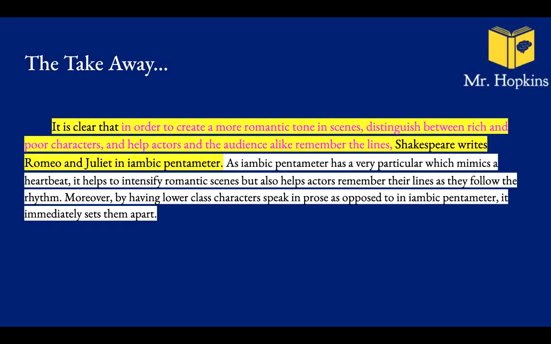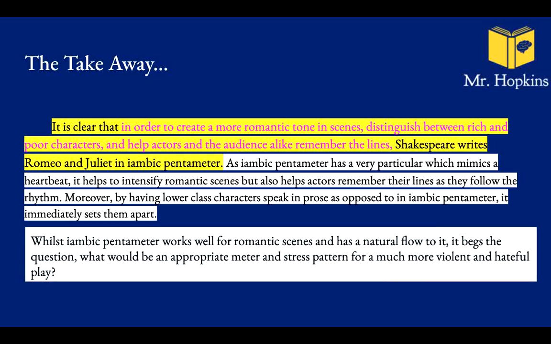Let's see another example. This essay is about writing Romeo and Juliet in iambic pentameter. The takeaway: whilst iambic pentameter works well for romantic scenes and has a natural flow to it, it begs the question, what would be an appropriate meter and stress pattern for a much more violent and hateful play? I finished the essay with a question to do more research to.